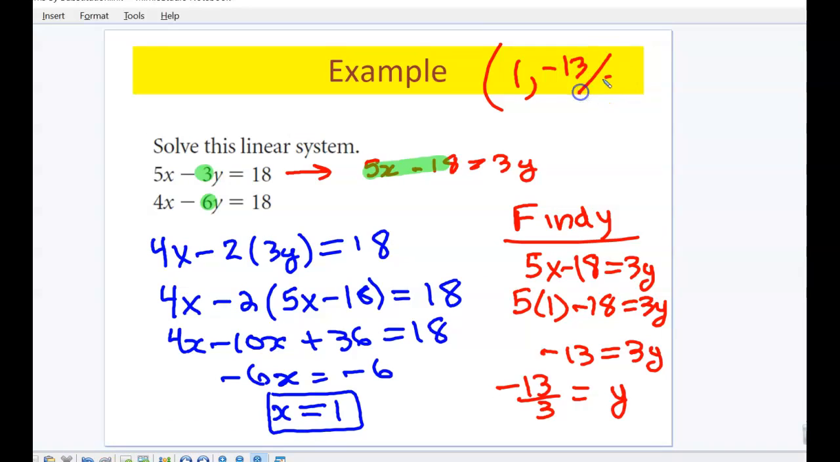Now, as I said, there is an easier way to do this question. So this isn't the best strategy for this one, but it could still be done if you had to do this question by substitution.